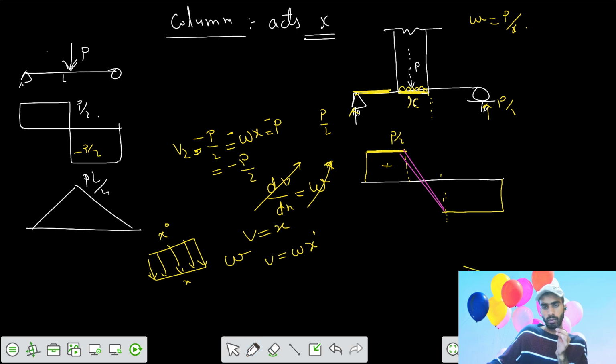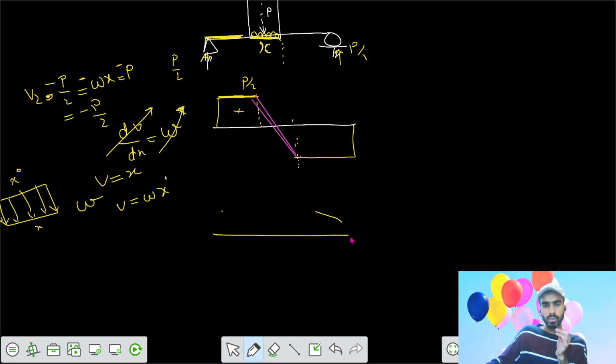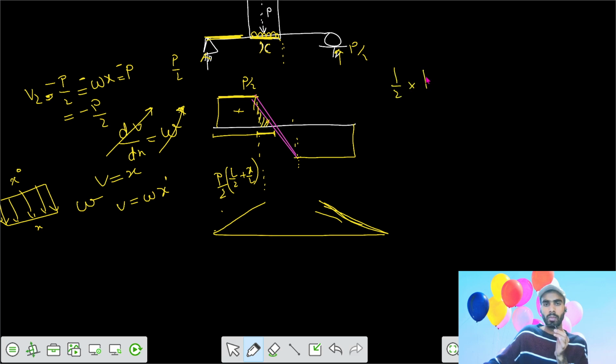And similarly, if you want to make the bending moment diagram, up to this point the value of bending moment would be the area under the curve, that's P by 2 into the length, L by 2 plus x by 2. So we can write L by 2 plus x by 2. Then similarly from this side there would be the same value, P by 2 into L by 2 plus x by 2. Then after that, what is the value of this curve? It would be 1 by 2 into P by 2 into x by 2, and you have to add that value to this value.